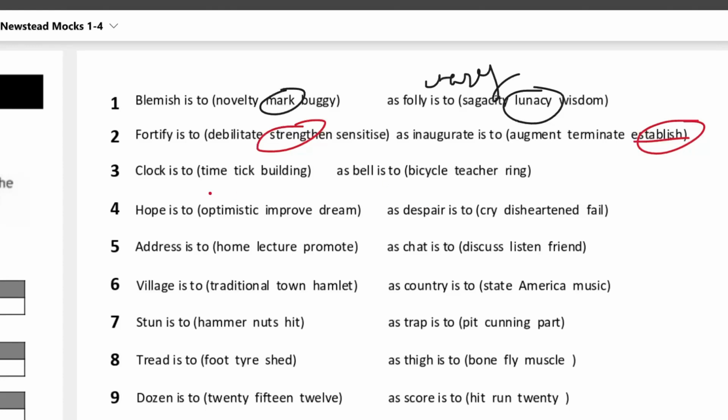Number 3, what sounds do these make? A clock ticks as it sounds, just like a bell rings.